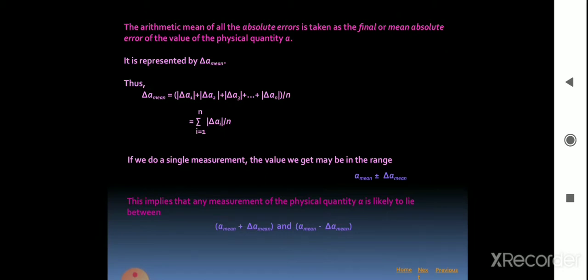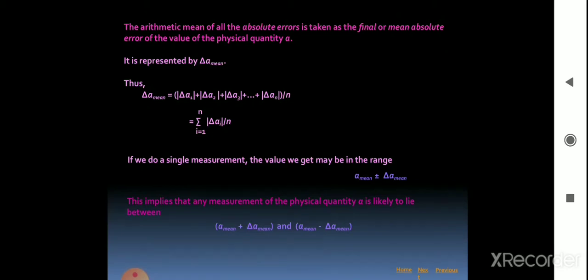Thus delta A mean is equal to, we are adding the values of absolute error of individual measurements: modulus of delta A1 plus modulus of delta A2 till modulus of delta An, divided by n, the number of trials. That we can write as summation of i equals 1 to n, modulus of delta Ai, divided by n number of trials. Here i takes the value 1 to n.